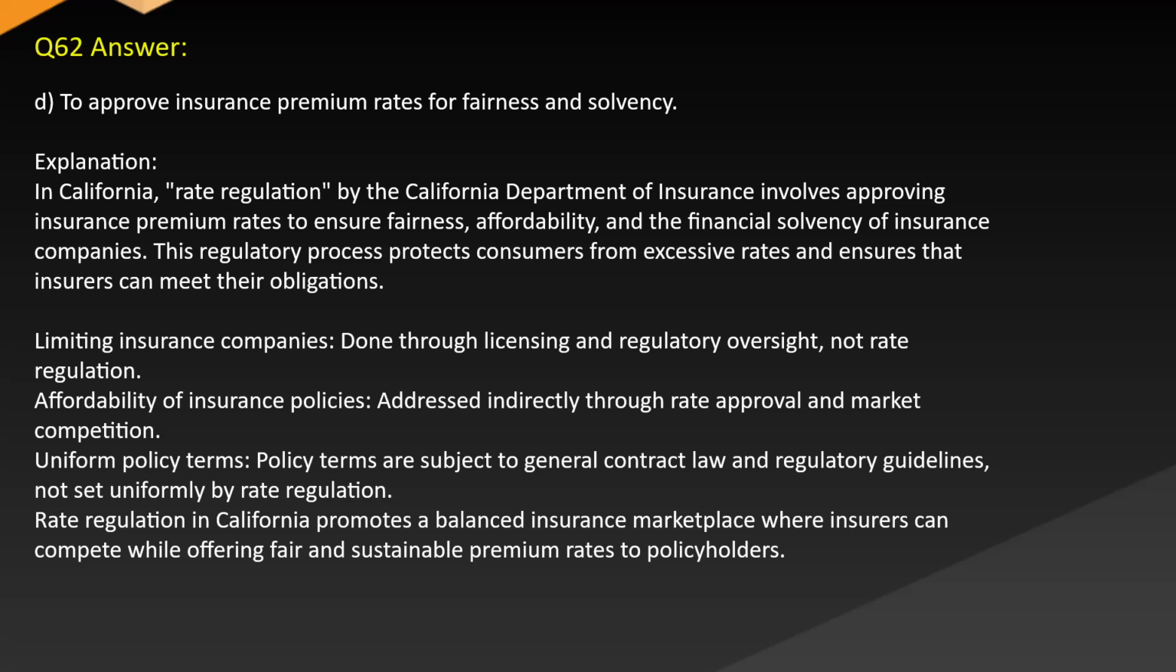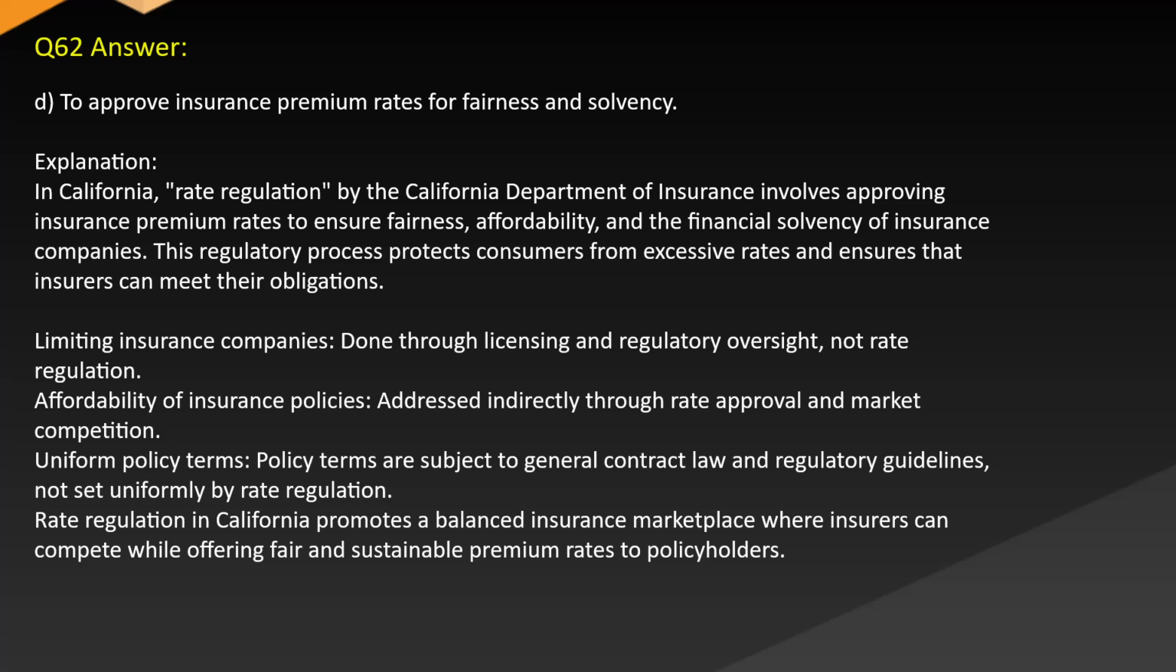Limiting insurance companies is done through licensing and regulatory oversight, not rate regulation. Affordability of insurance policies is addressed indirectly through rate approval and market competition. Uniform policy terms: policy terms are subject to general contract law and regulatory guidelines, not set uniformly by rate regulation. Rate regulation in California promotes a balanced insurance marketplace where insurers can compete while offering fair and sustainable premium rates to policyholders.